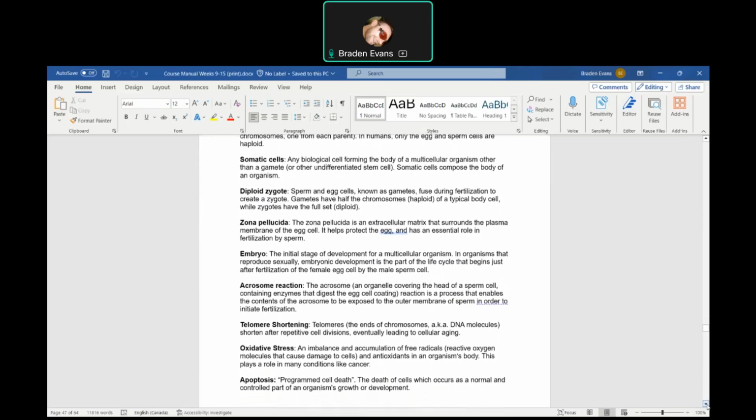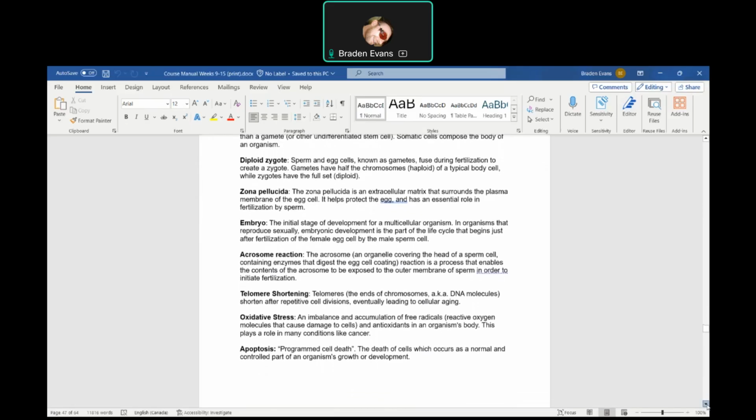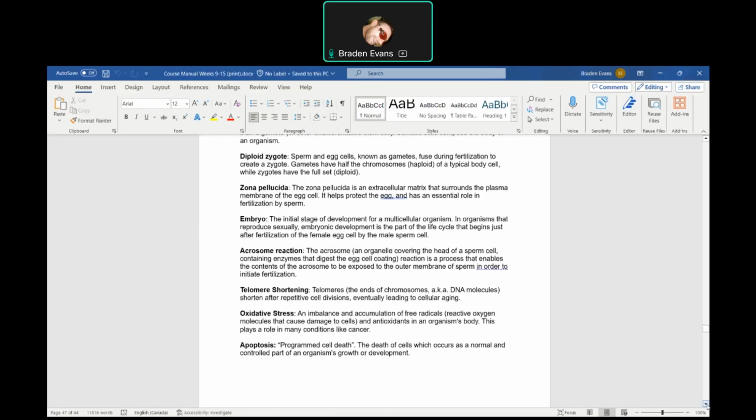Somatic cells, those are the regular cells, okay? So those are the cells that compose our body, the ones that make up our body. And in this case, we're talking about cells that would have two copies of the genetic material. The diploid zygote, that's when our sperm and egg cells fuse together during fertilization, okay? And the result is a zygote, the formation of a zygote.